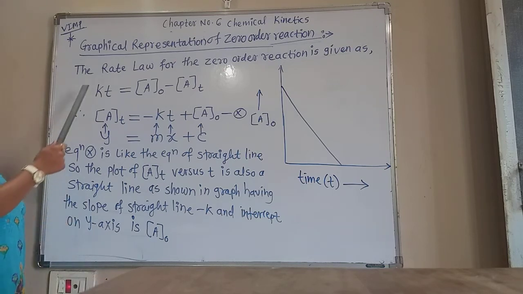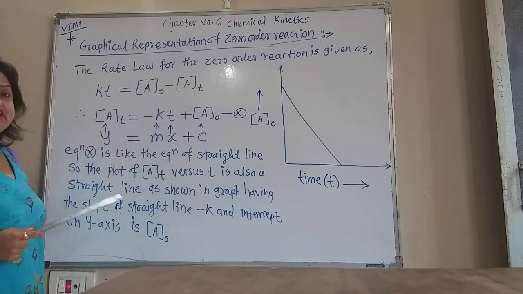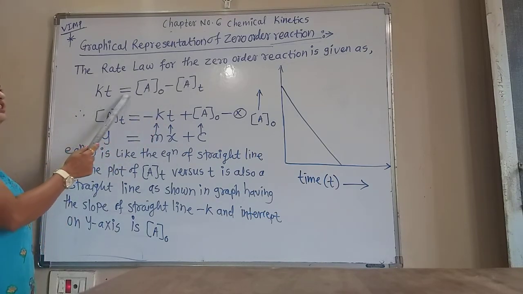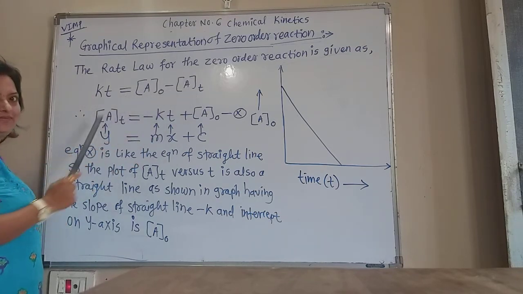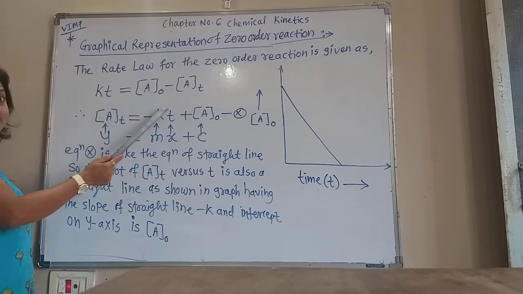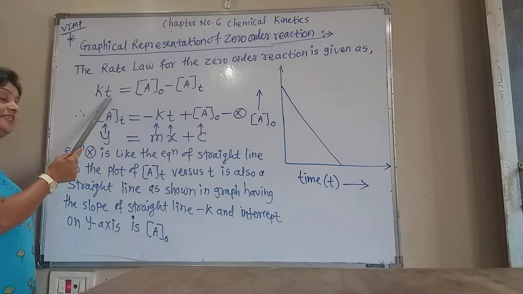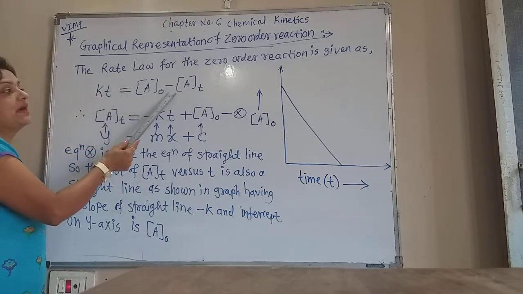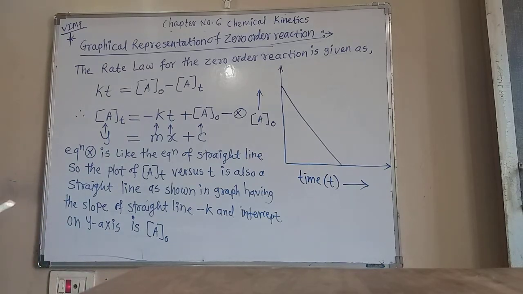We know that the rate law of the zero order reaction is given as kt is equal to A0 minus At. It is also given as k is equal to A0 minus At divided by t. But if this t goes here, it gets multiplied. So kt is equal to A0 minus At. Now this is the integrated rate law for the zero order reaction.